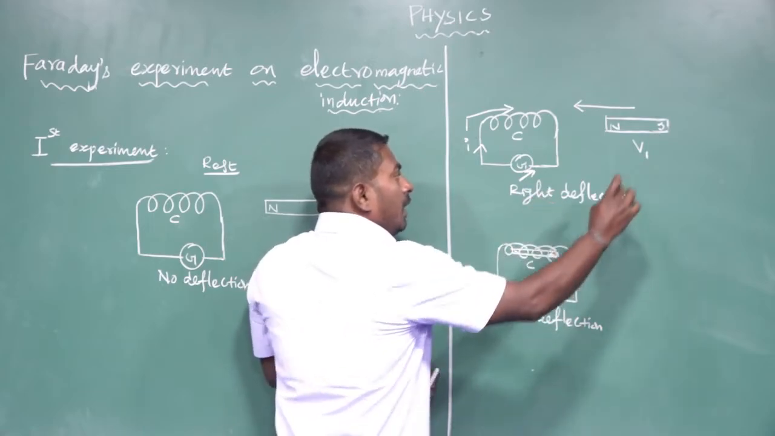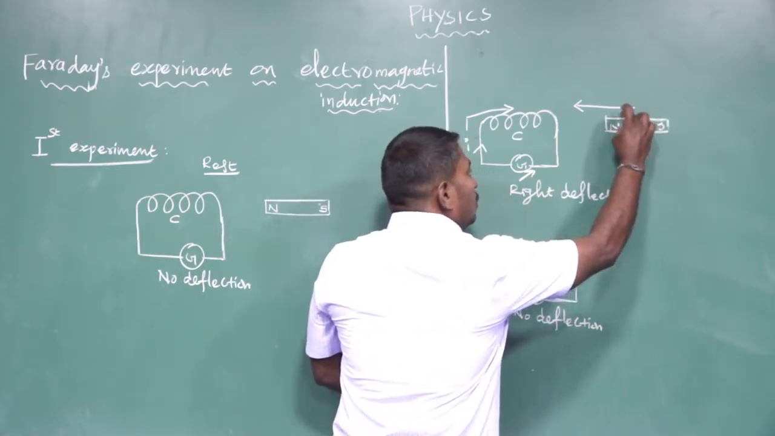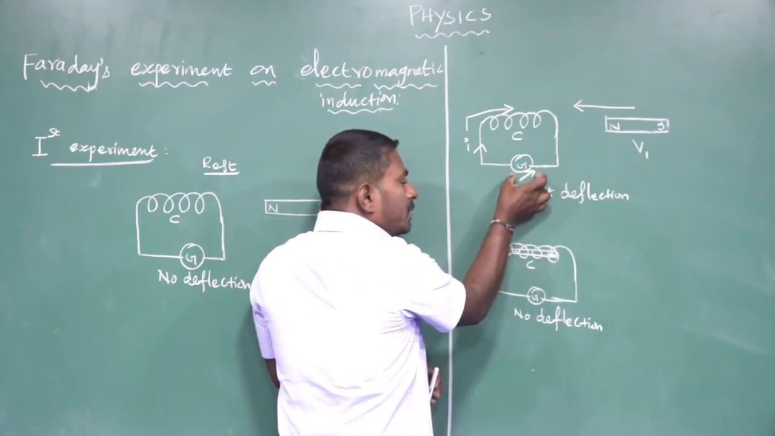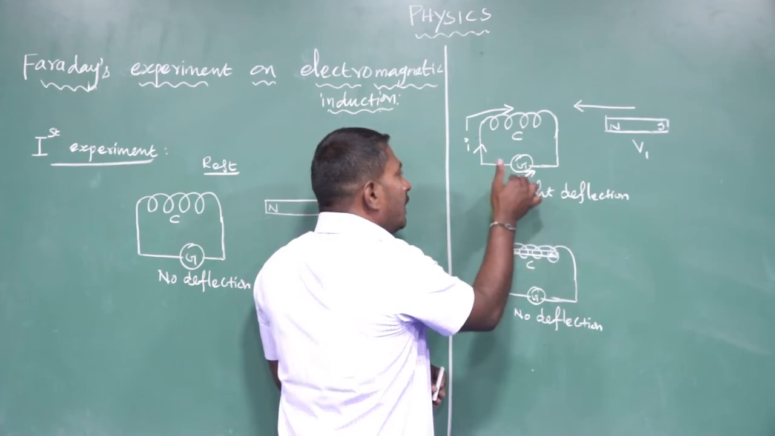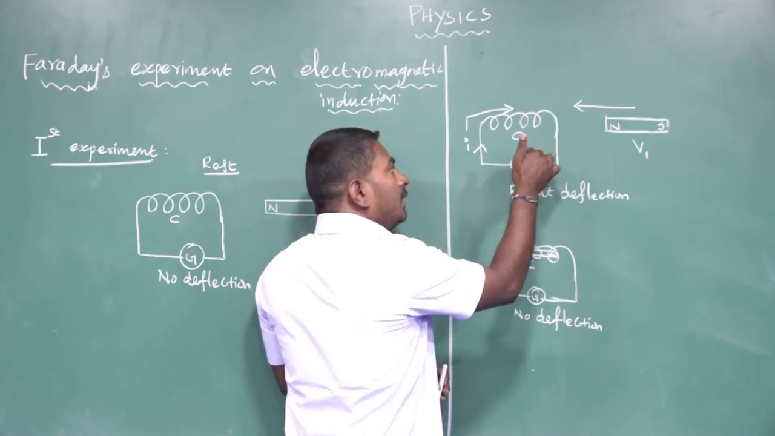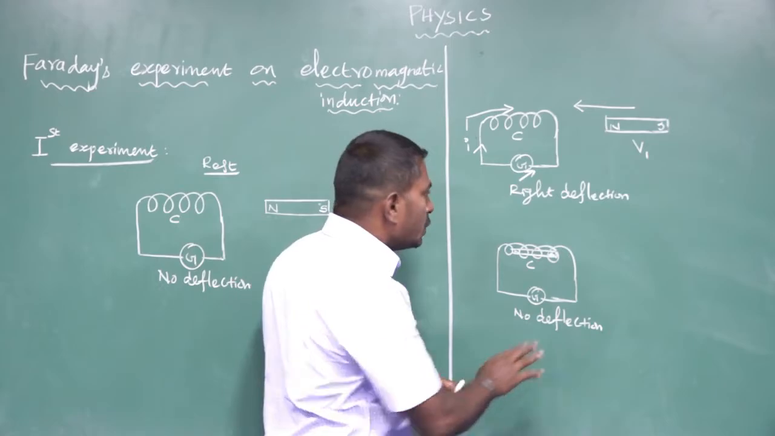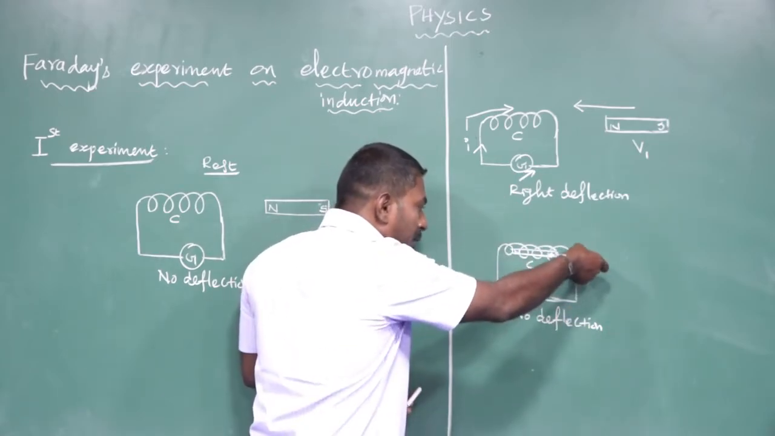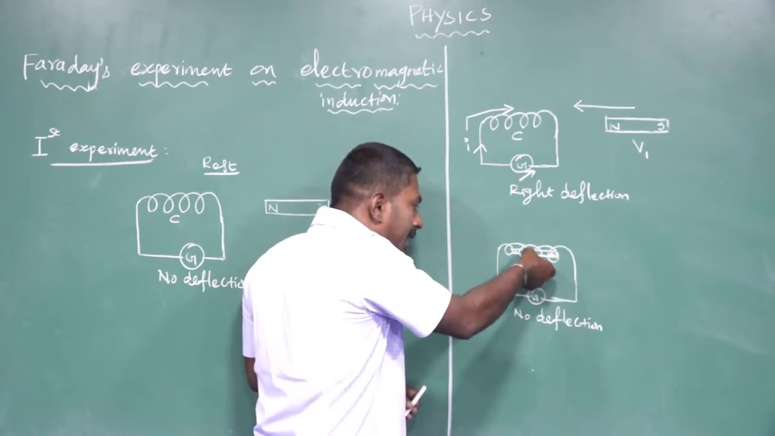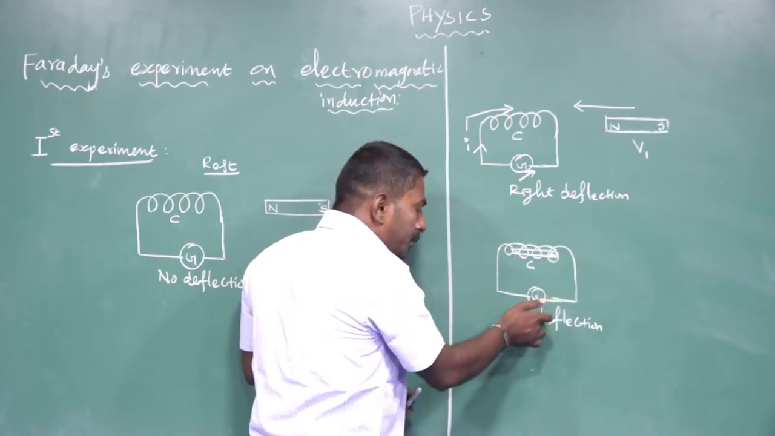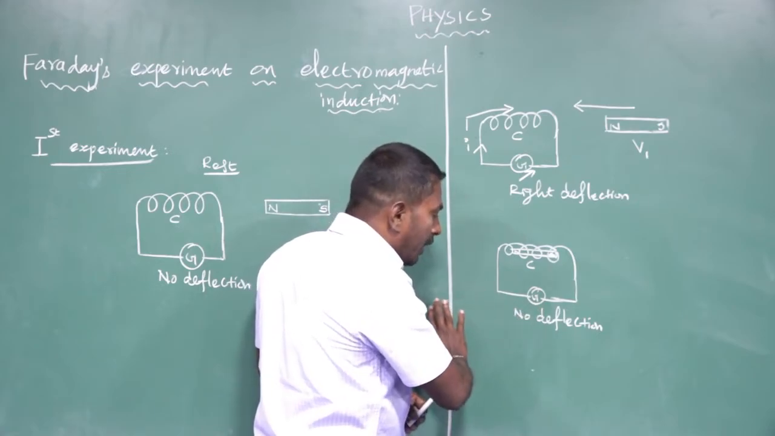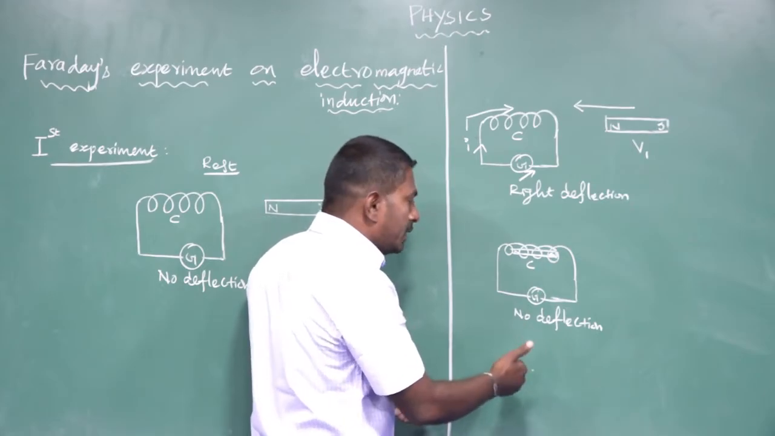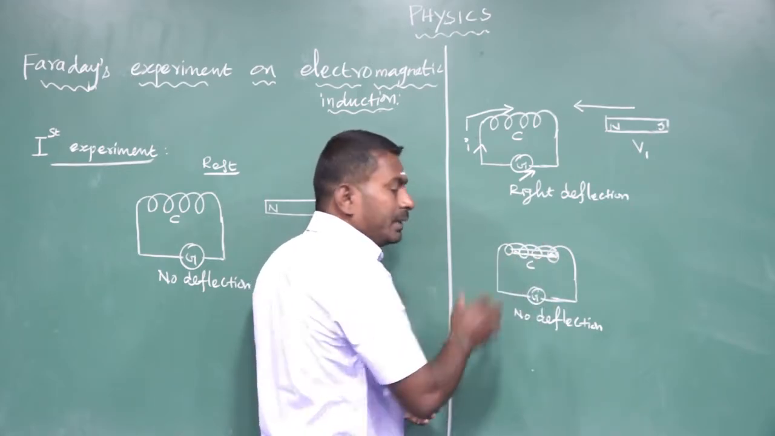In the previous case, the north pole of the bar magnet moved towards one end of the coil with a velocity v1, and the galvanometer showed a momentary deflection towards the right side, which means electric current was set up in the coil. Now the entire bar magnet is inserted inside the coil, and the galvanometer does not show any deflection, which implies that no electric current is set up in the coil.